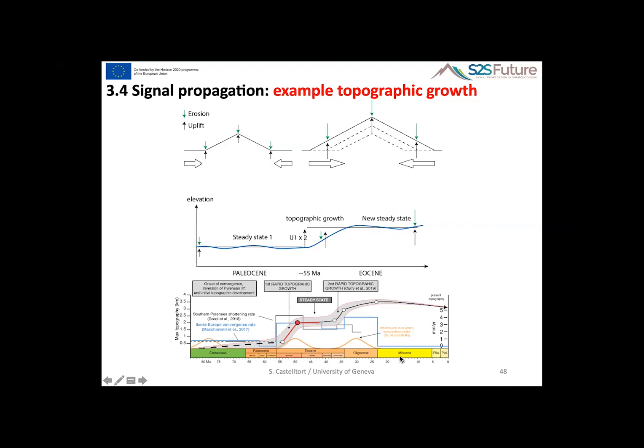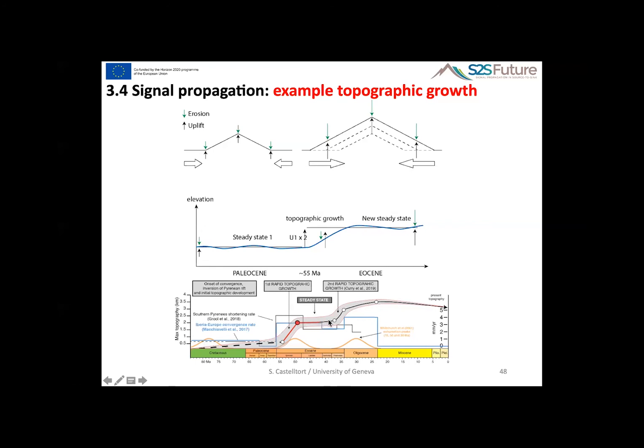Okay, this is a paper that is currently being written with Louis, but Gail also, Luis are into this. But one of the main ones, I think, is what we think is the evolution of topography in the Pyrenees with time. So we see an increase in topography during the Cretaceous and Paleocene, and then we see a fast increase of topography in the early Eocene.